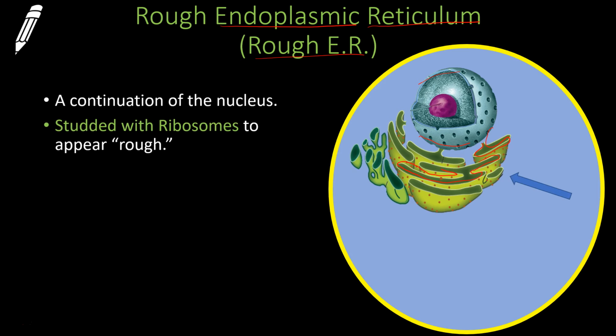So why is it called rough? Well, if you look closely, you can see that the rough ER is studded with these little dots. And these little dots are ribosomes. What the ribosomes on the rough ER do is they make proteins.